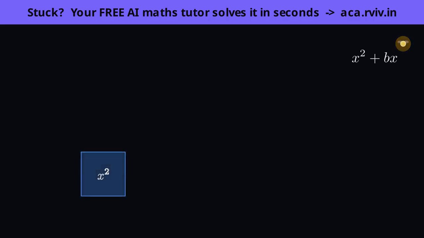X squared is a blue square whose side is x, so its area really is x times x. And bx is a green rectangle that is x tall and b wide, so its area is b times x. Setting them side by side, the 2 pieces together are exactly the amount of area named by x squared plus bx. Here's the clever first move.